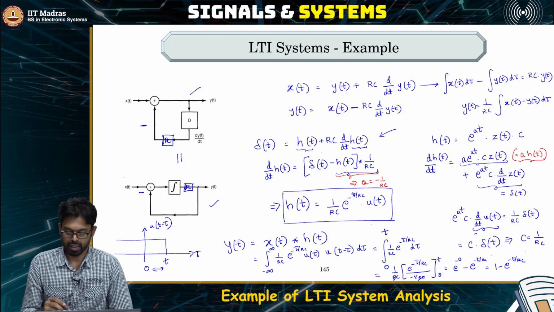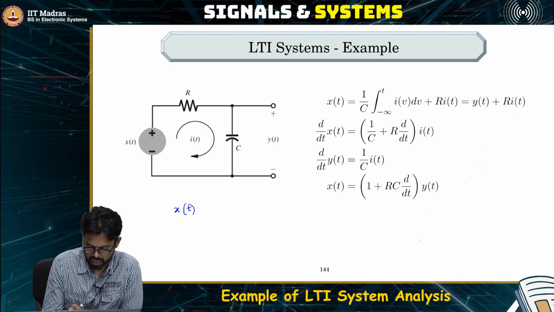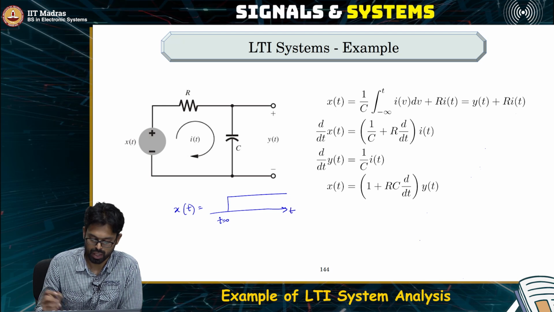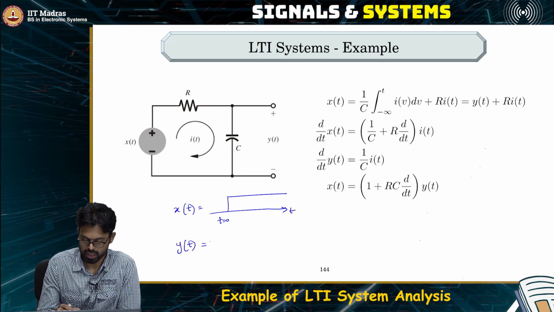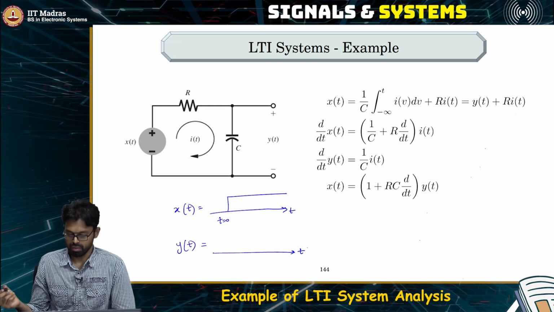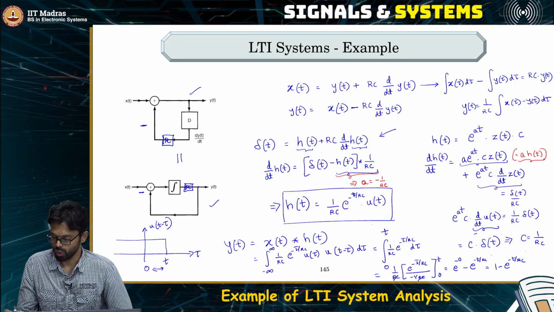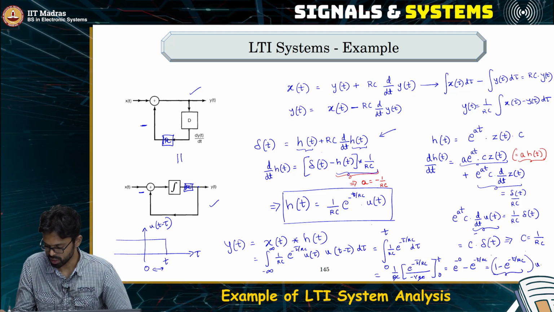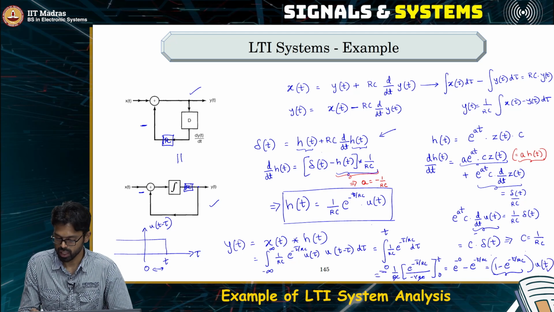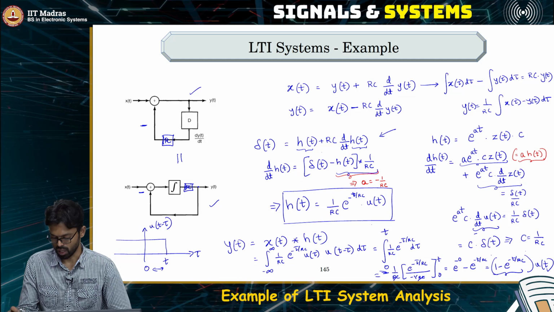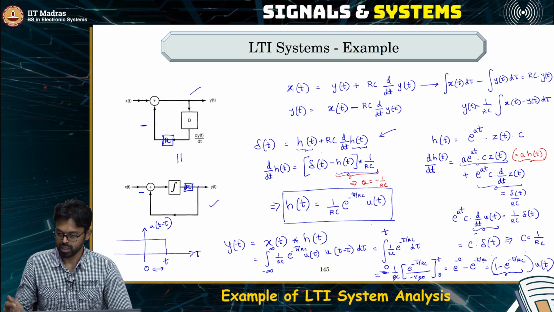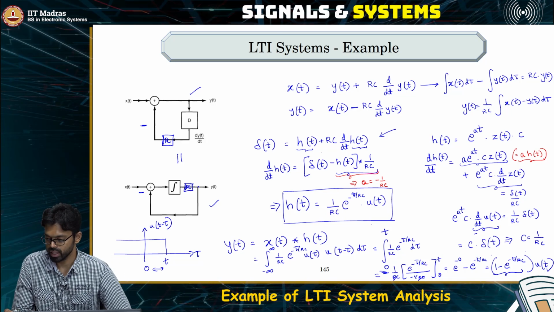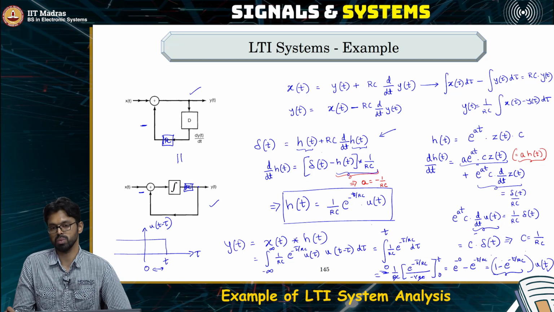So what does this tell us? It tells us that if x(t) is equal to a step function, then y(t) is nothing but something which is going to exist only when t is greater than 0, which means that it is also multiplied with a step function. Because the limit is between only 0 to t, this output is going to exist only between 0 to infinity. And at t equal to 0, what do we have? We have 1 minus e^(-0), which is 0.